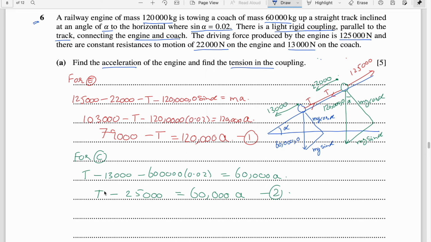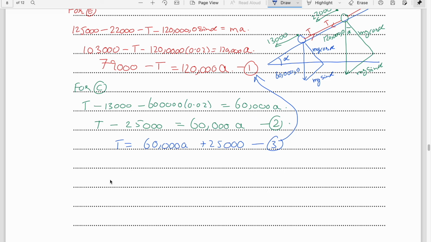Now let's make T the subject. So that is 60,000 times acceleration plus 25,000. Let this be equation 3, and I'm plugging equation 3 into equation 1. So let that be 79,000 minus, in place of tension, I'm writing all of this, 60,000 A plus 25,000, is equal to 120,000 times acceleration.